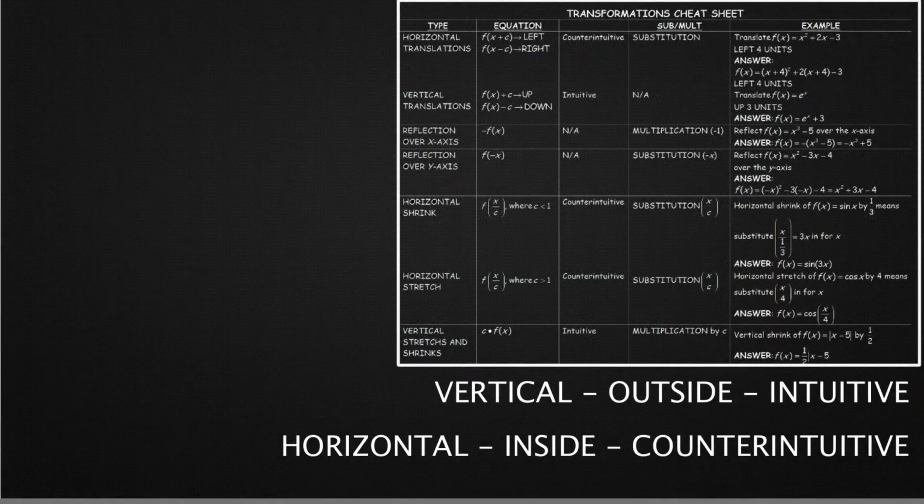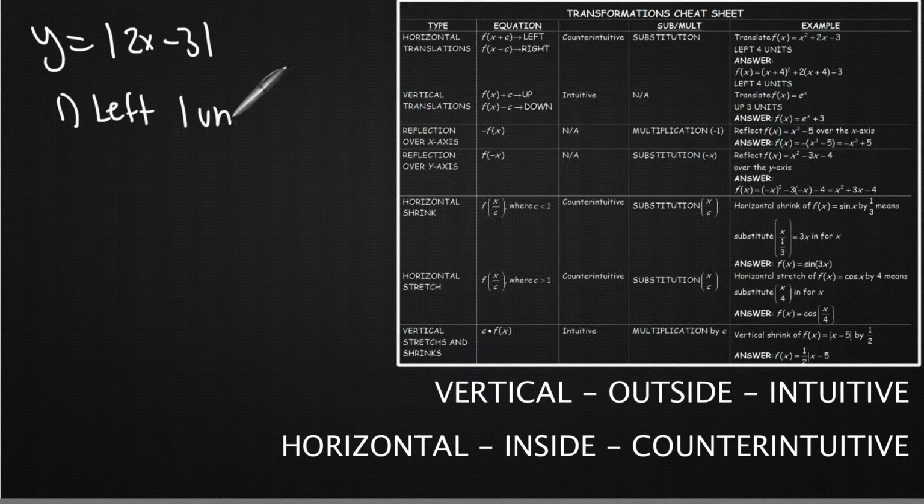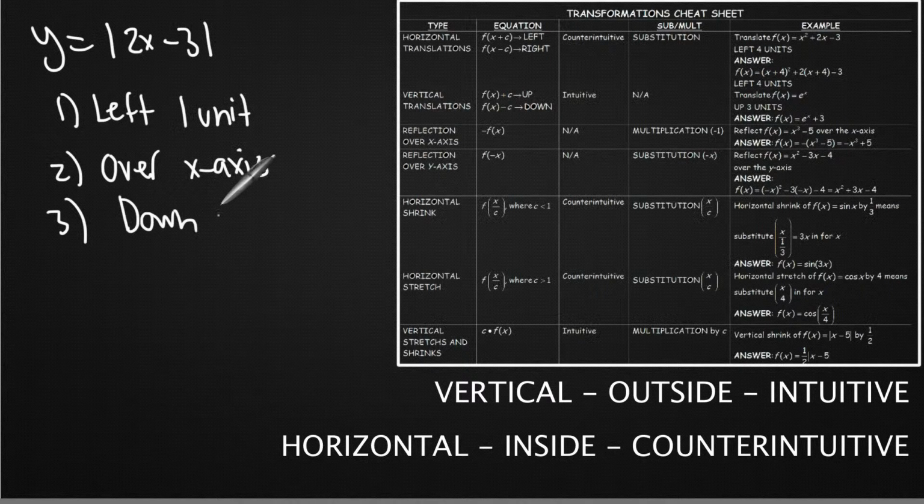So let's put a few things together here. Let's say I have the function y equals the absolute value of 2x minus 3. And I want to first shift that left 1 unit. And then I want to reflect it over the x-axis. And then I want to move it down 3 units. All right, so let's see if we can do this. Moving it left 1 unit, I need to replace this x with x plus 1.